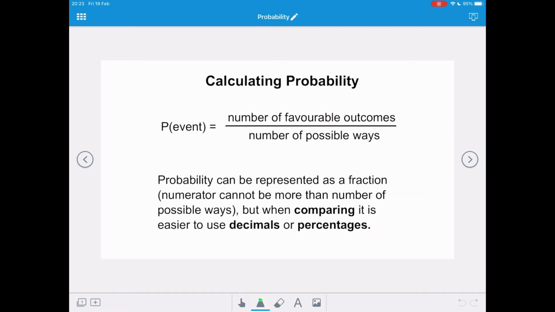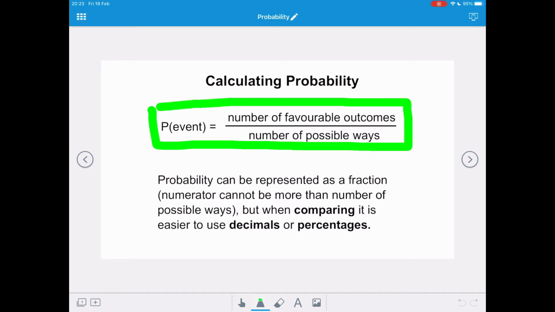So the calculating probability formula is P(event), so that's the event that you're looking at, equals the number of favourable outcomes over the number of possible ways. Probability can be represented as a fraction, but the numerator cannot be more than the number of possible ways, because it can't be greater than 1. But when comparing, it's easier to use decimals or percentages.